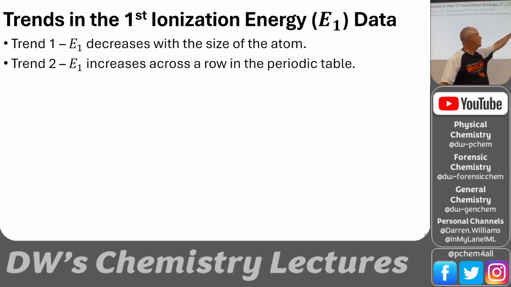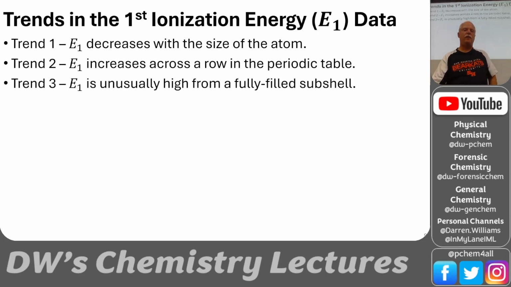Okay. Trend number 2. Across a row, so like if we go from sodium over to argon, it gets harder to ionize. Because as we're working our way across, we're adding more protons to the nucleus, so it's holding all of the electrons tighter. Trend number 3, the first ionization energy is unusually high from a fully filled subshell.